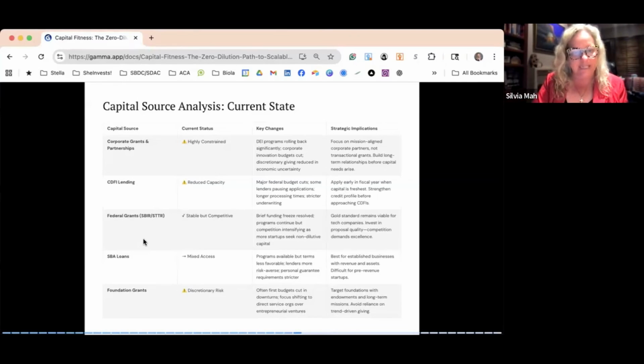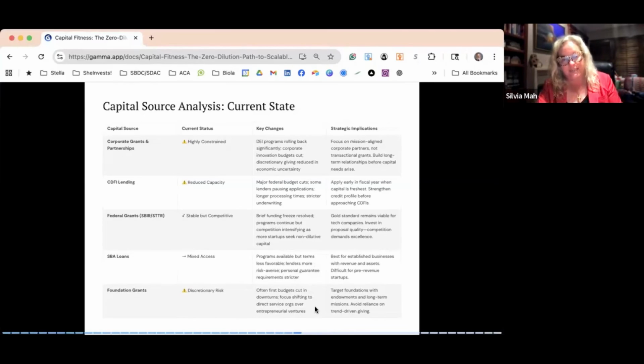Federal grants like SBIR and STTR are stable but competitive. There was a brief funding freeze, which has been resolved. So programs continue, but competition intensifies as more startups seek non-dilutive capital, and the gold standard remains viable for tech companies. SBA loans are mixed access: programs are available, but terms are less favorable. Lenders are more risk averse, scared about giving away their money, their capital, and personal guarantee requirements are stricter. They're best for established businesses with revenue and assets. And then foundation grants are a discretionary risk.